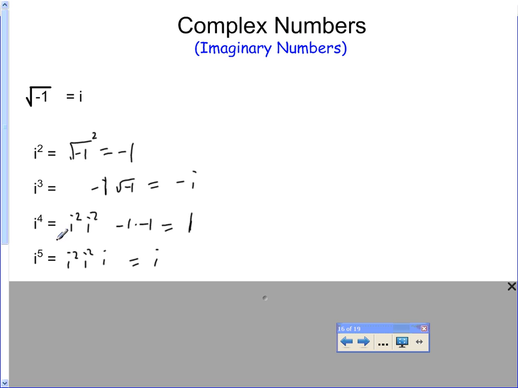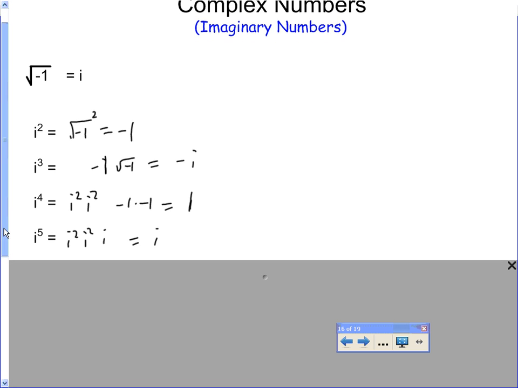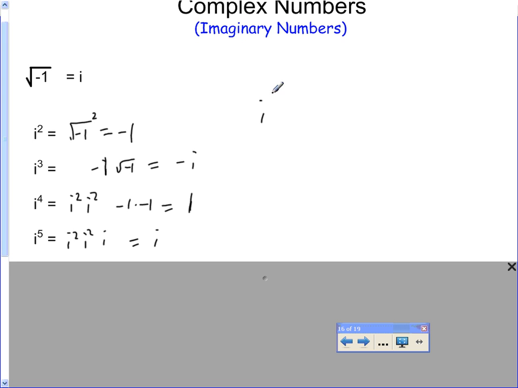Every multiple of 4 power on i is going to be 1, and then it just repeats. So if I wanted i to the 33rd, I know this is i to the 32nd times i. i to the 32nd is a multiple of 4, so this is going to turn into 1, and this is going to turn into i. So then I've just got i.